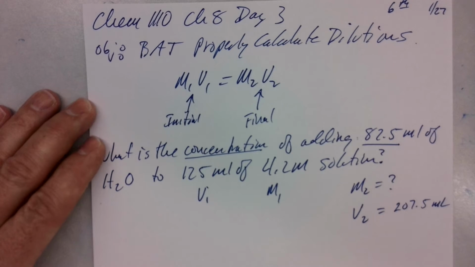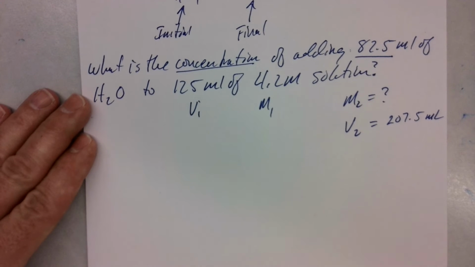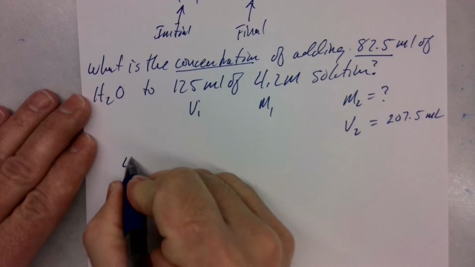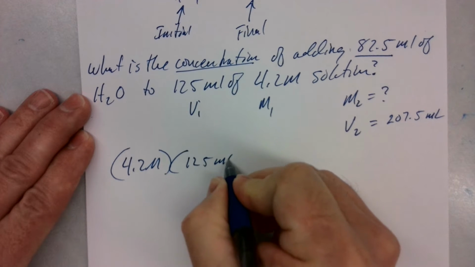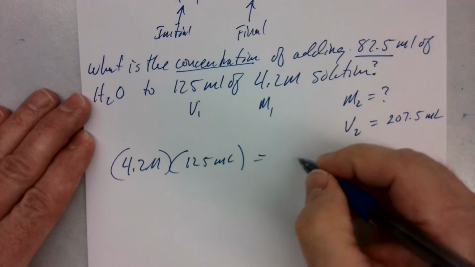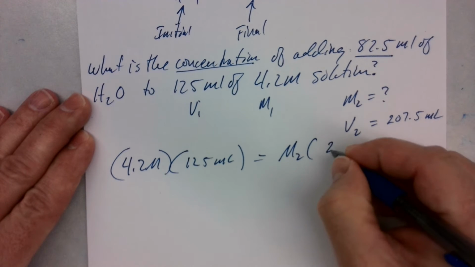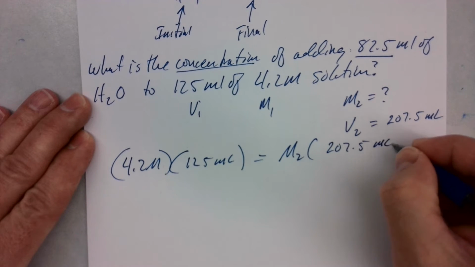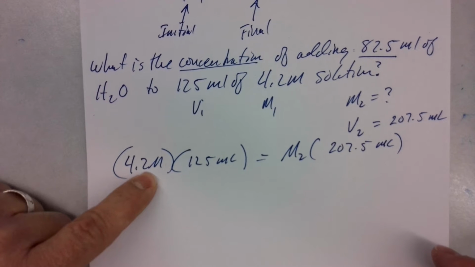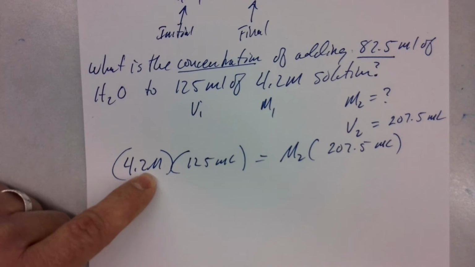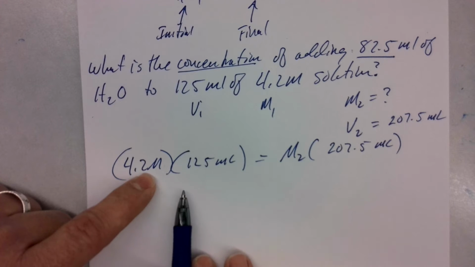207.5 milliliters, right? Now, when I go to my equation, I'm going to say 4.2 molar times 125 milliliters is equal to M2, which is what I don't know, times 207.5 milliliters. Now, typically when we do molarity, what's my volume? We talked about it the other day. Molarity is what over what? Moles over liters, right? So my question is, Richard, am I okay to leave this in milliliters?